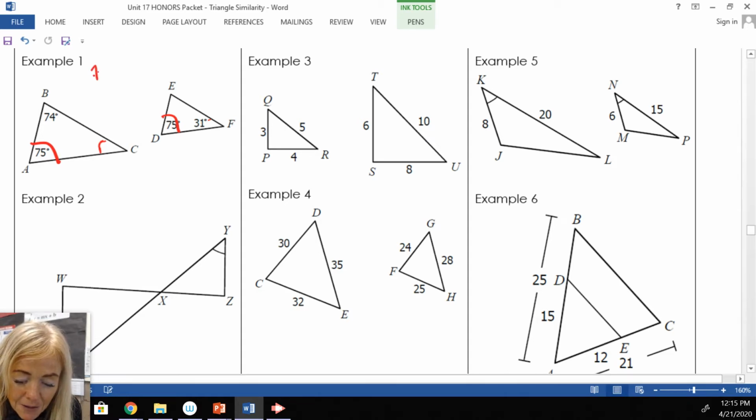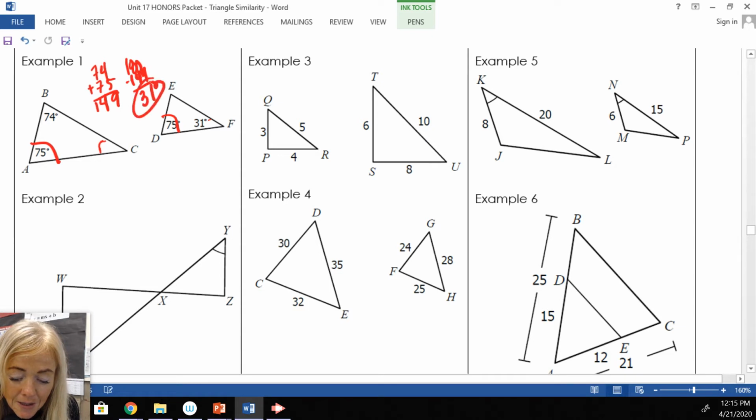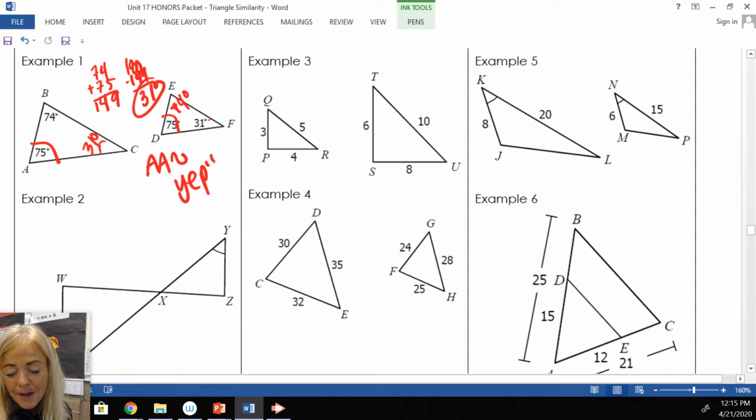So we're going to take 74 and add 75, and we get 149, and then take 180 and subtract 149, and voila, that is our 31-degree angle. They just tricked you because they didn't give you the same angle. They gave you different angles for the second angle. So that one's 31. This one's 74. And because, yes, indeed, I have two congruent angles, then these are similar by angle similarity. All right, so don't be fooled.